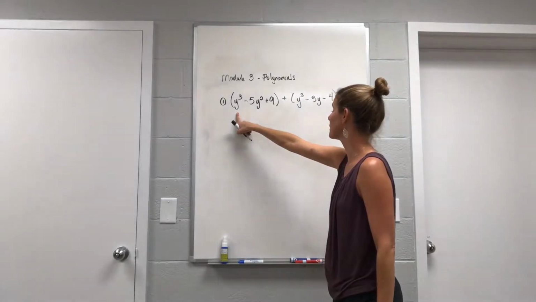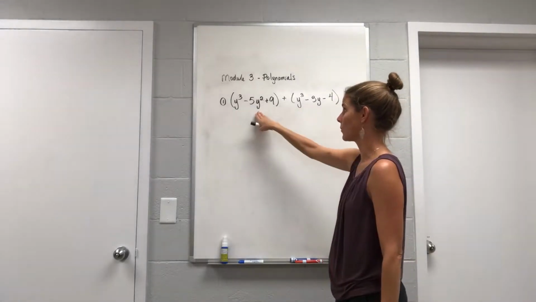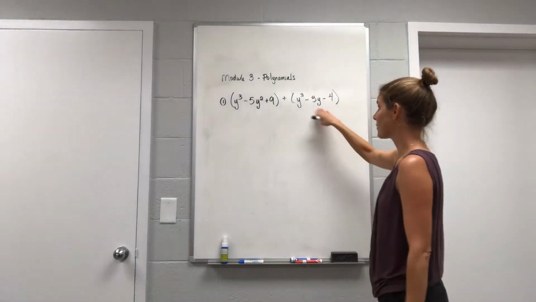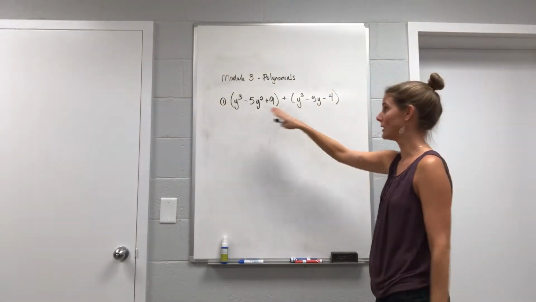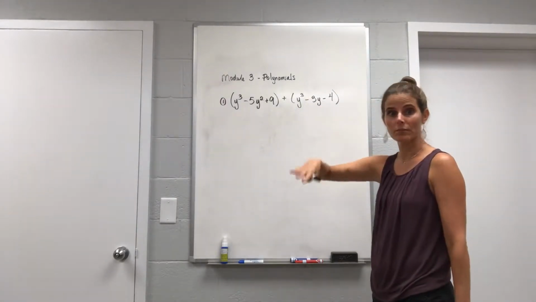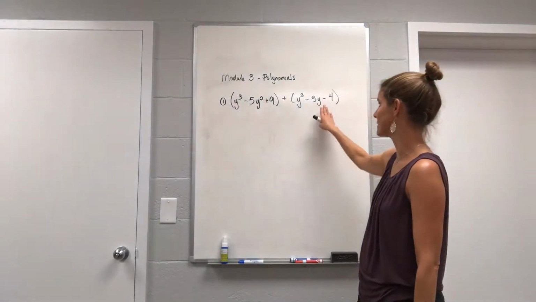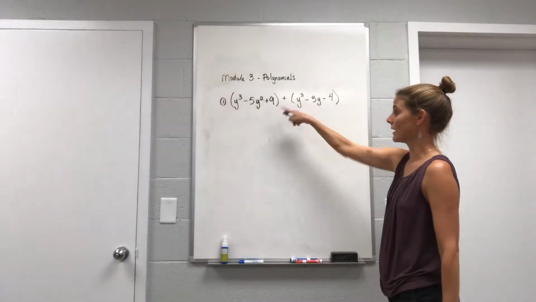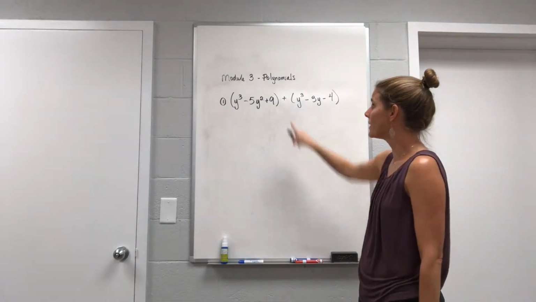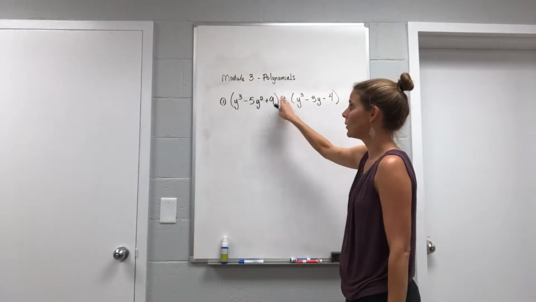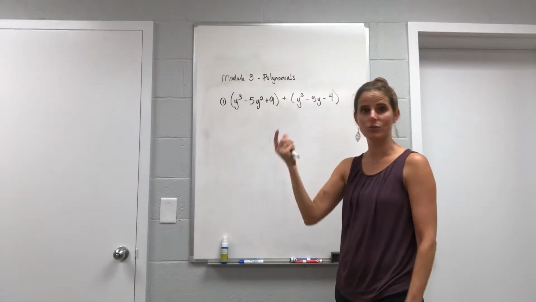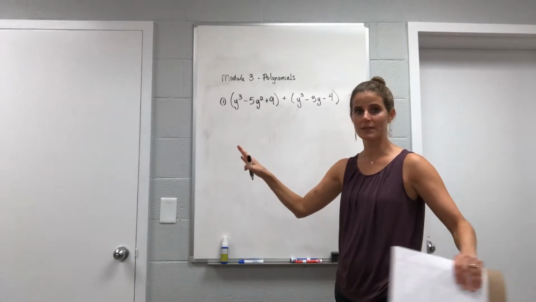So y to the third and y to the third, those are like terms. The y squared terms are like with y squared terms. That actually is the only one here. And then y terms will be like with other y terms, which this is the only one here. And then constants are like terms. So when it's addition of two polynomials, because of the commutative property, we can just rearrange this. We can just take away the parentheses and start adding.